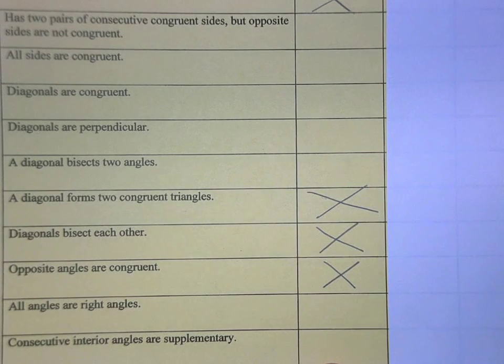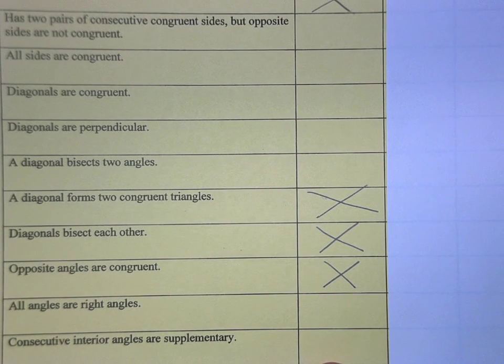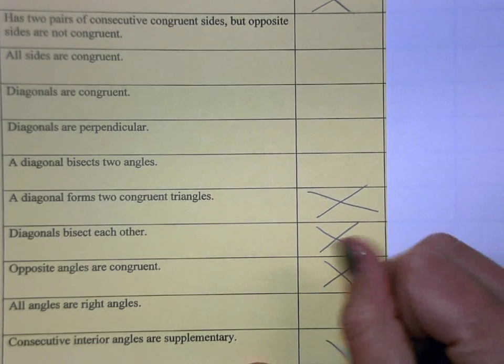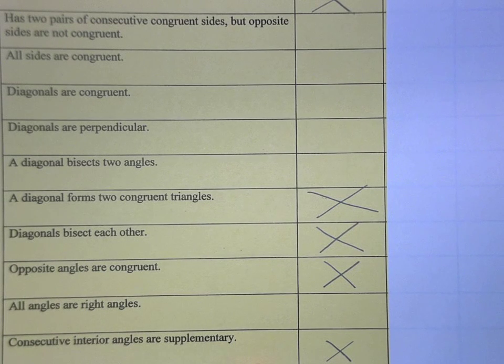Are all angles right angles? No. Consecutive interior angles are supplementary? Yes. So that's where we said any two angles on the same side are supplementary.